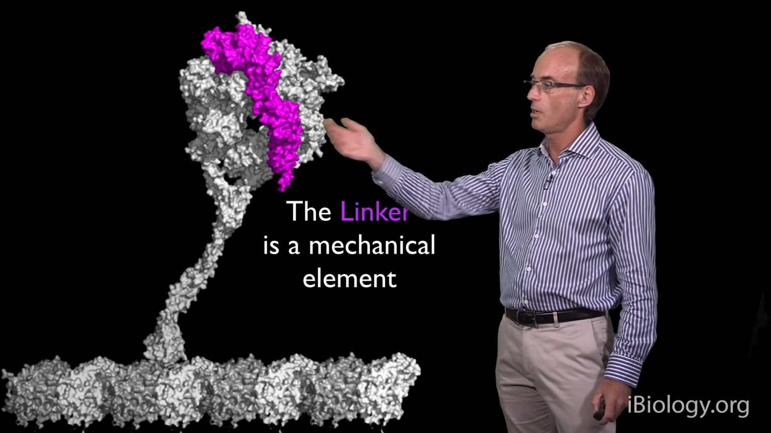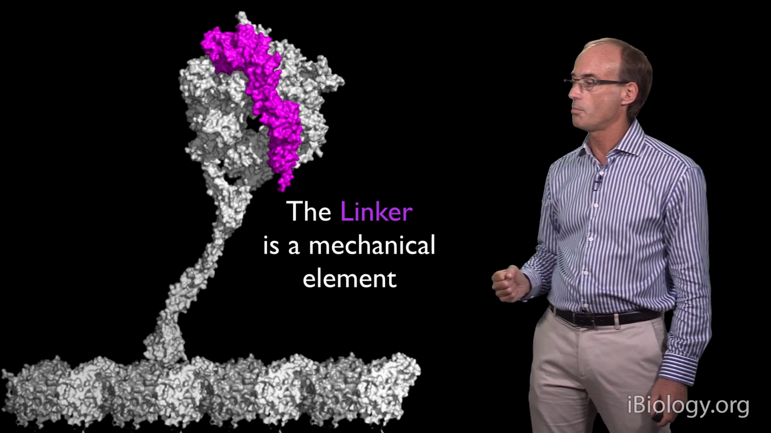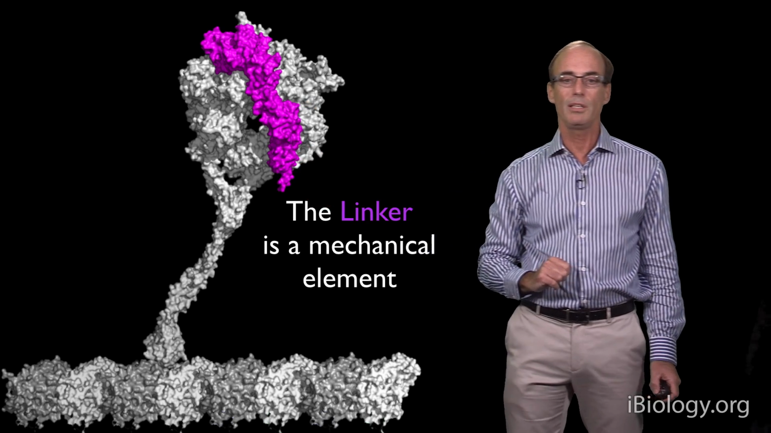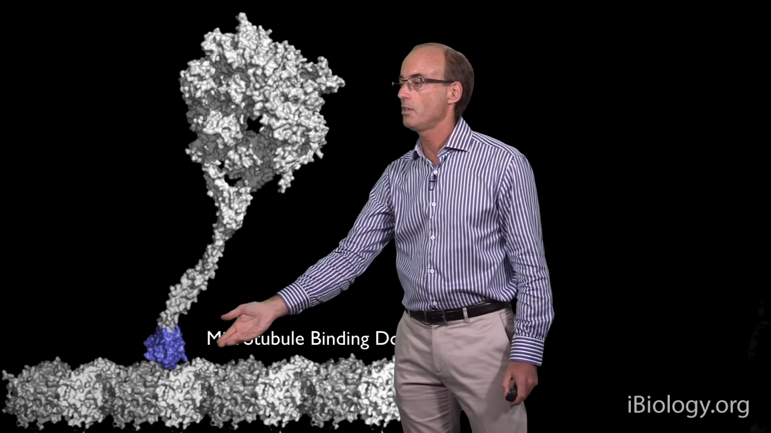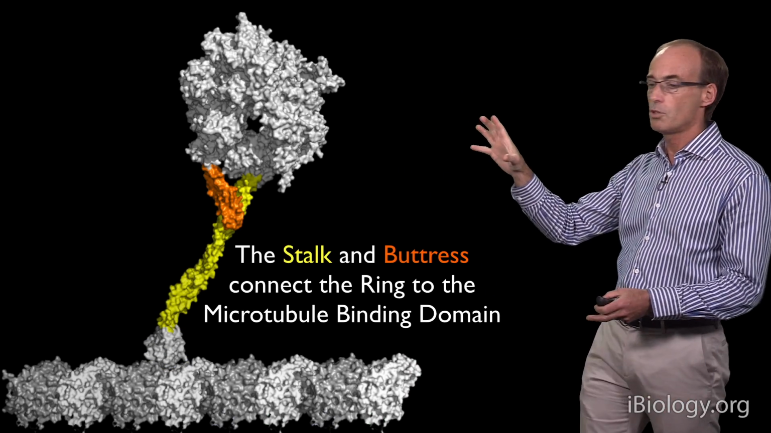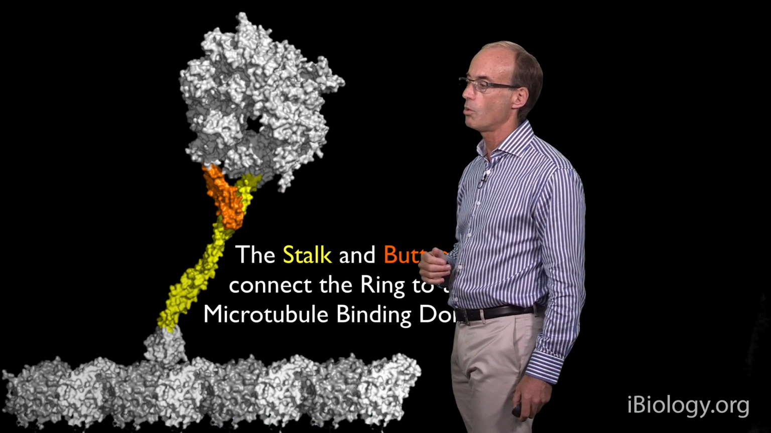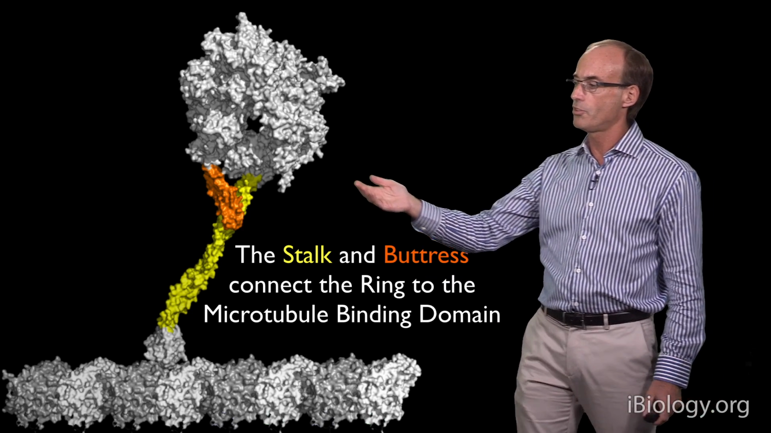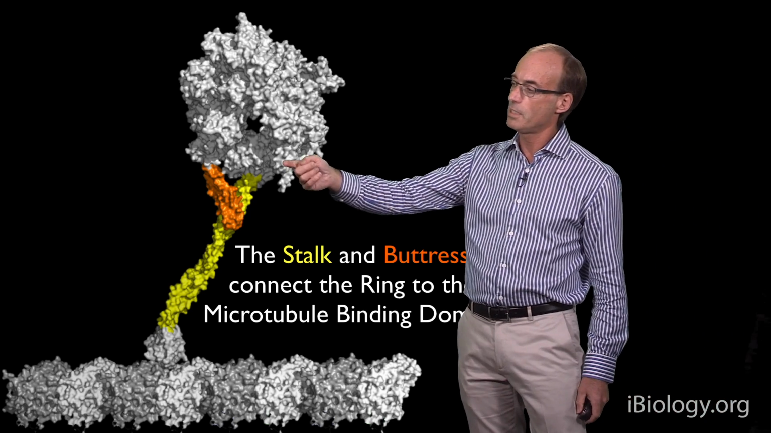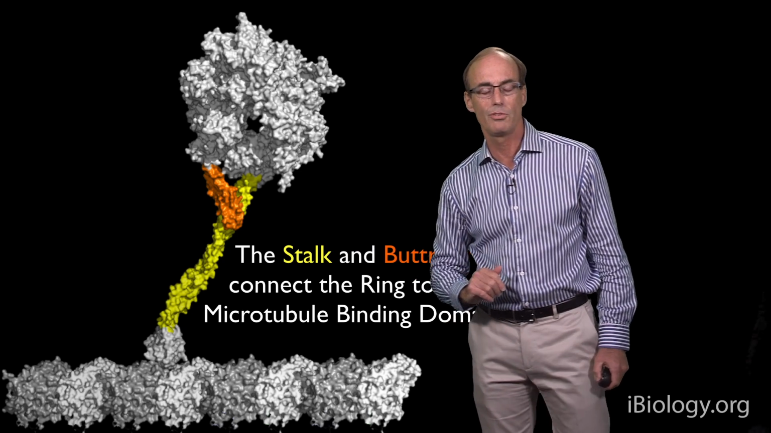So here's now an atomic resolution image of the linker that I described before as a mechanical element, and here it's shown extending across the ring. Here is the microtubule binding domain. That's a small domain that interacts with the microtubule. And in between the ring and the microtubule binding domain lie these two coils. One is called the stalk, but there's a second coil called the buttress, which in fact extends out of the ring and makes an important interaction with the stalk that I'll describe in a second.